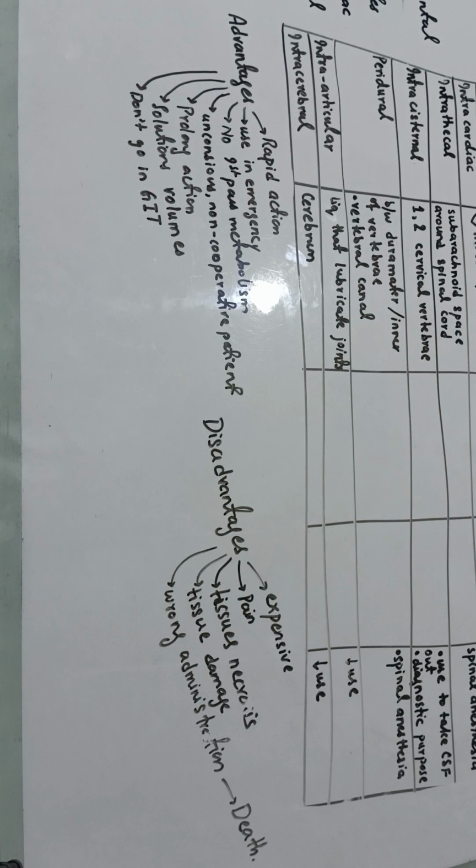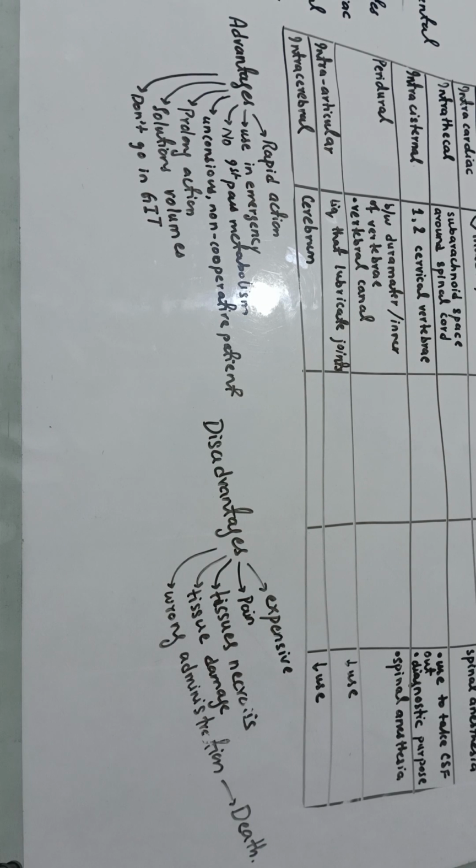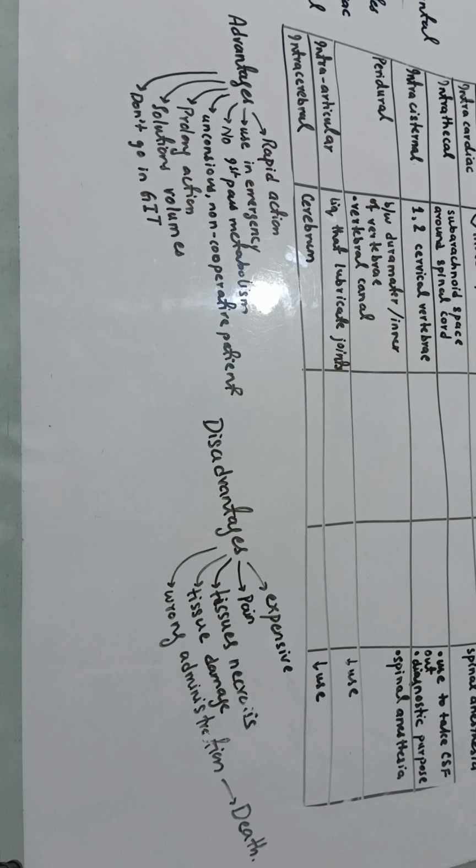Now it has some disadvantages, like it is quite expensive, it causes pain, and tissue necrosis, meaning damaging the tissues. And also if it is administered into the wrong place, like if I am giving a patient an injection in the basilic vein, but I have displaced it from that side. Now when it is displaced, it can be fatal or not. If it is fatal, then it will cause the death of that patient.